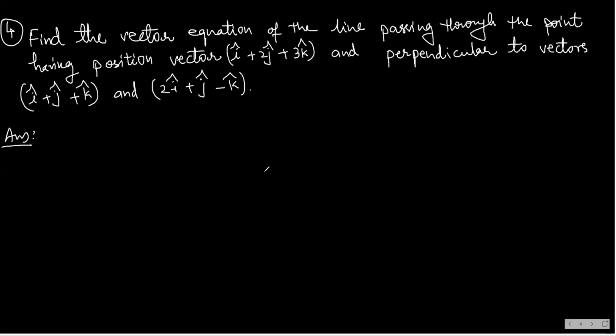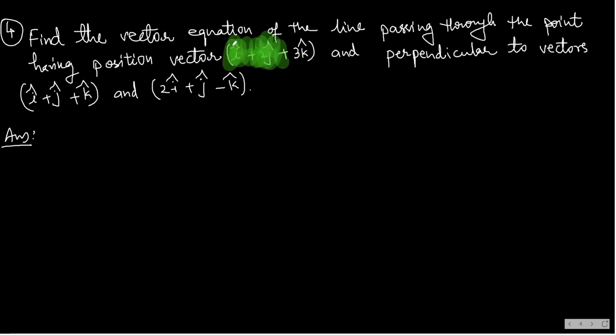Okay, so here we have another question, number 4, and see how it goes. This is quite an interesting question, and such questions are expected in the exam, so be very attentive. See, what does it say? It says find the vector equation. Once again, we are on to vector equation. Find the vector equation of the line passing through the point having position vector.